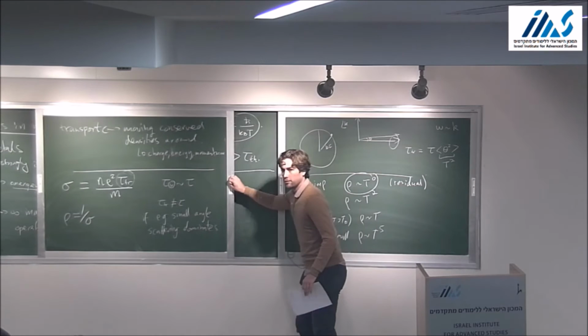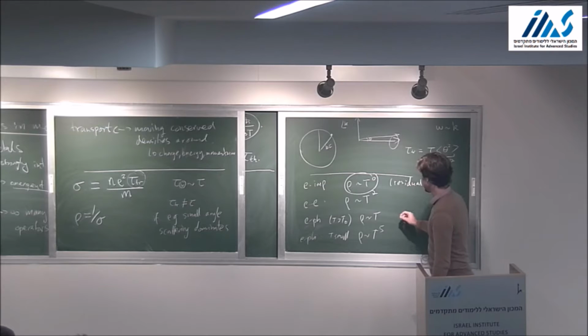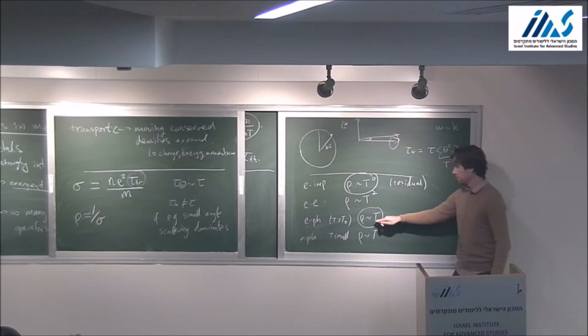Okay. Good. Where was I? Very good. So let me say a few things about where this one comes from, for example, because we want to come back to linear in T. So this is a linear in T resistivity, and this is very easy to understand.